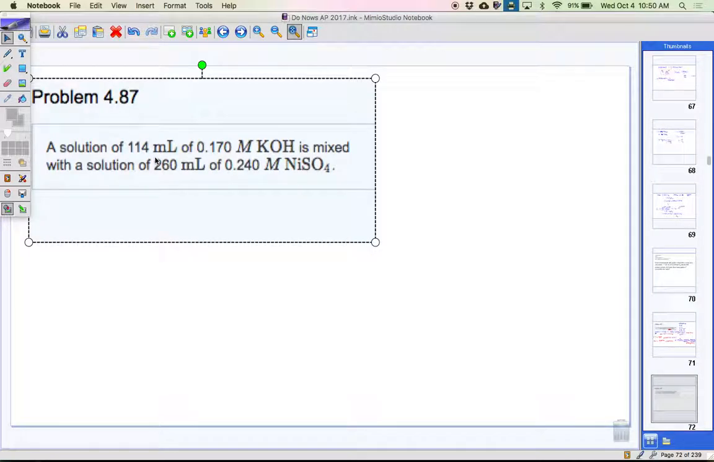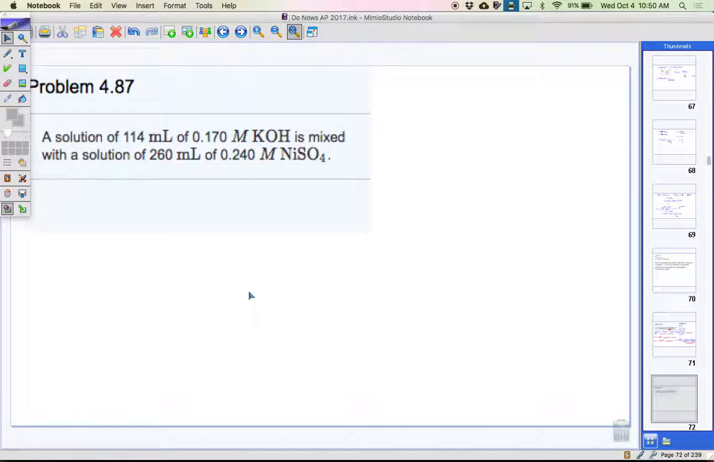Wasn't it 3.3 for the do now? Yeah, 3.3. You didn't get it? All right, let me. You changed moles. You use the mole ratio from the balanced equation. That might be why. Okay.